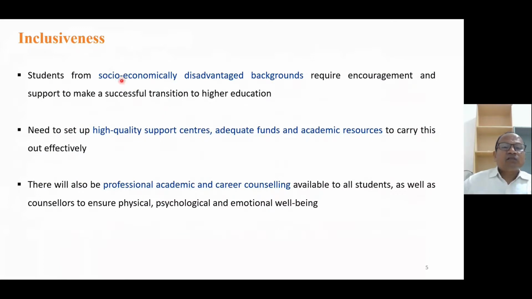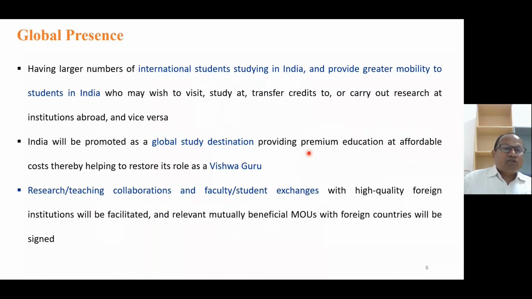Inclusiveness: students from especially socio-economically disadvantaged backgrounds, we call it SEDB, require encouragement and support to make a successful transition to higher education. Need to set up high quality support centers, adequate funds and academic resources to carry this out effectively. There will be professional, academic and career counseling to all these students as well as counselors to ensure physical, psychological and emotional well-being. And the global presence is also to be ensured through the learning environment.